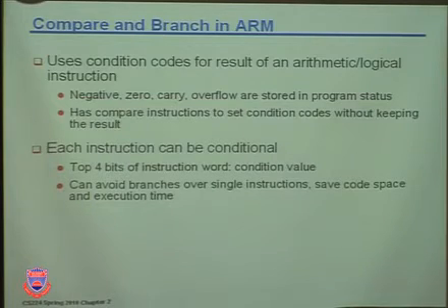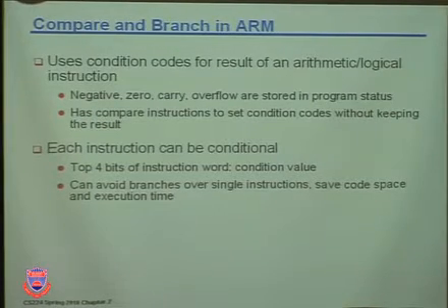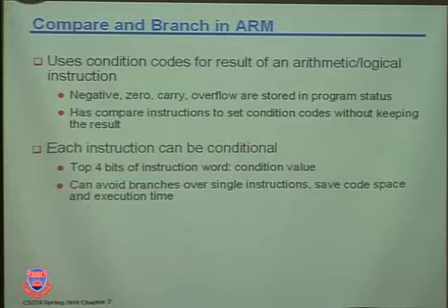In ARM, comparing and branching is quite different than it's done in MIPS. They use condition codes, which result after an arithmetic or a logical operation. So when you do an arithmetic or logical operation, some code bits get set or cleared as a consequence of that operation. Okay, so a negative bit, a 0 bit, a carry bit, and an overflow bit are stored automatically every time there's an arithmetic or logical instruction in something called the program status word. It's just an extra register that stores these bits.